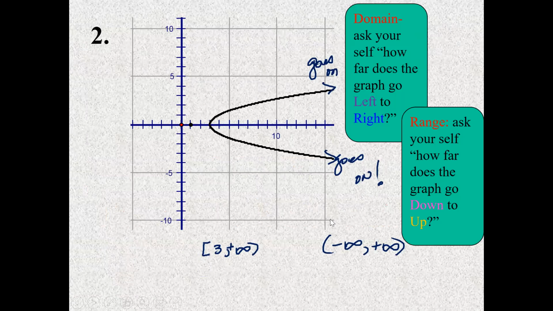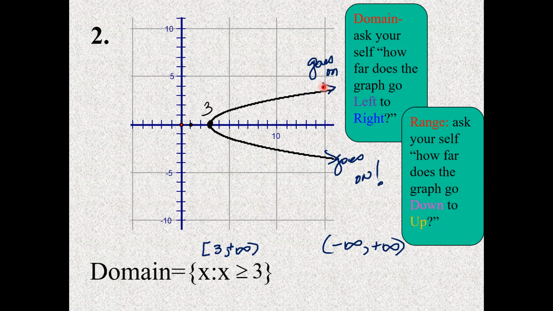Let's take a look at this question here. So if I took the last one, which is a parabola, and I turn it on its side, for the domain, ask yourself, how far does this graph go left to right? Well, it looks like it starts right here, which is at 3. But then it keeps going further and further over to the right and doesn't stop. So it starts at 3, but then it goes to positive infinity.